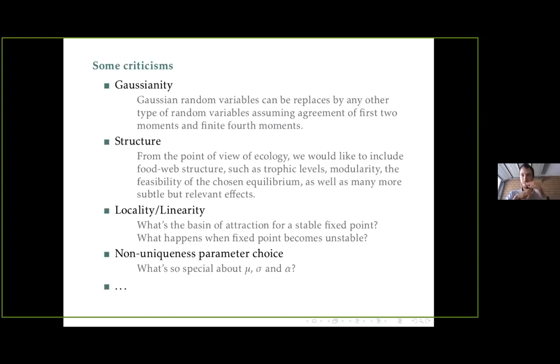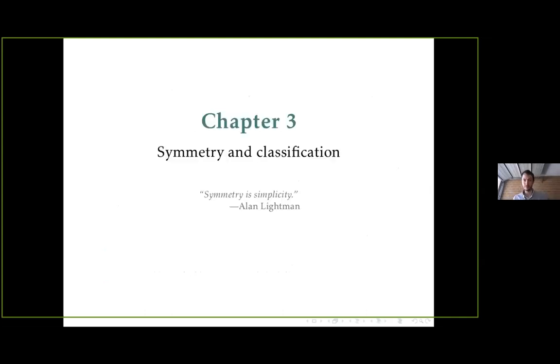And that will relate back to talking about symmetry again, when we introduce some symmetries in a minute. And under this new assumption, these parameters will actually be a unique choice. So there's this one unique way, under this additional assumption, to interpolate between these two case scenarios. So that is what we want to go into now. So that's our chapter 3, symmetry and classification.